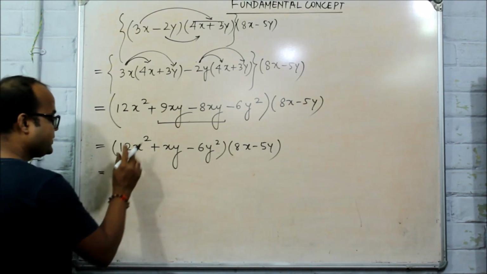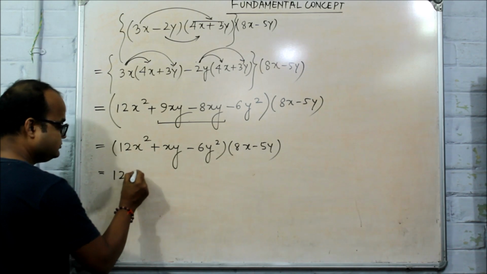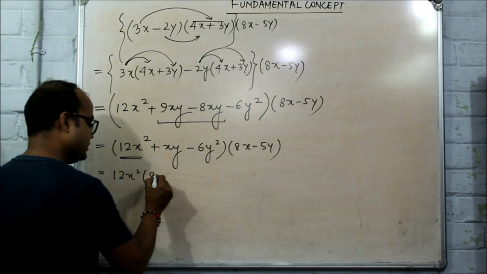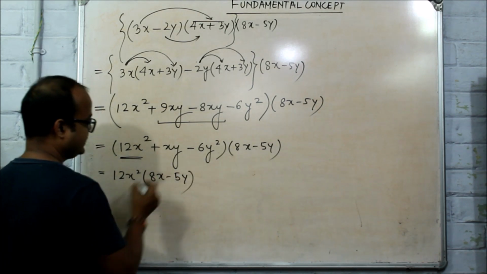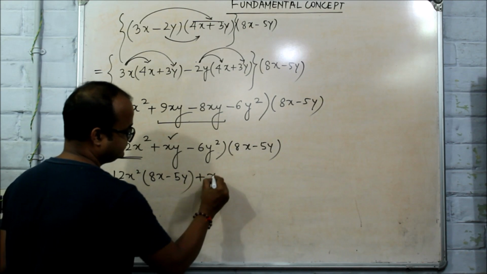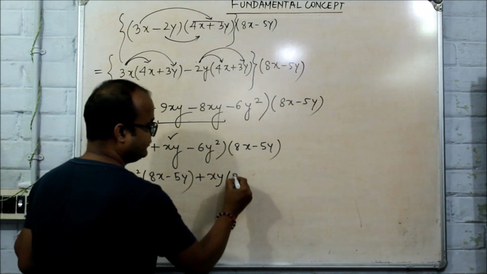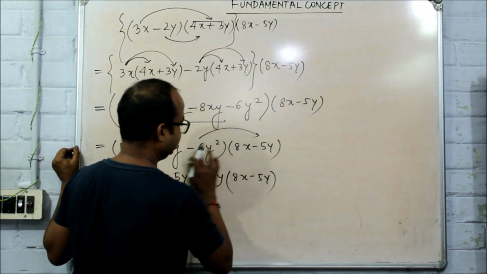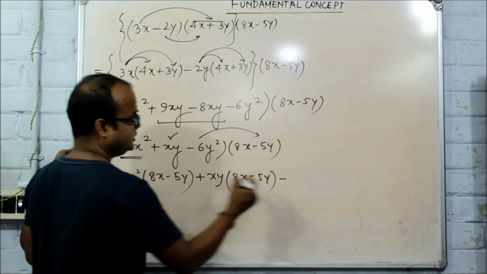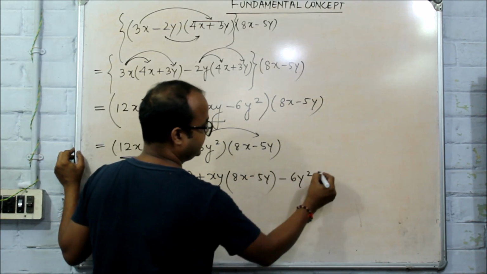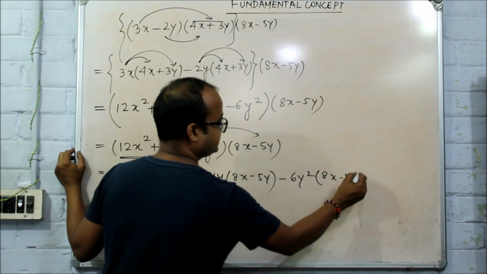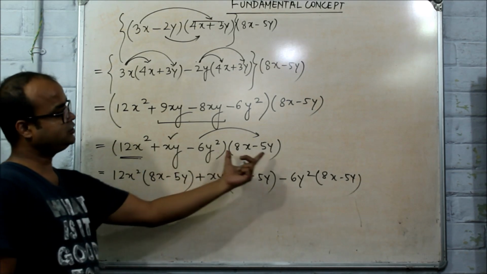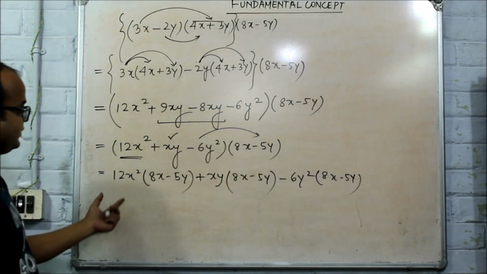Now first take the 12x square term, multiplied by 8x minus 5y. Next take the plus xy term, it will also multiply with 8x minus 5y, and then minus 6y square multiplied with 8x minus 5y. So we multiply each individual term with 8x minus 5y.